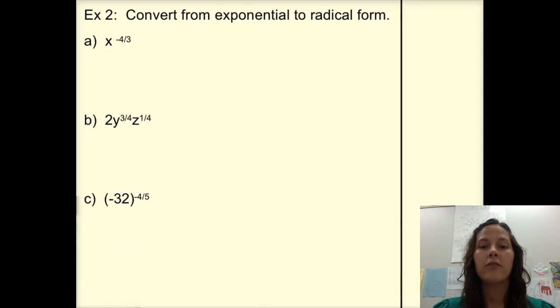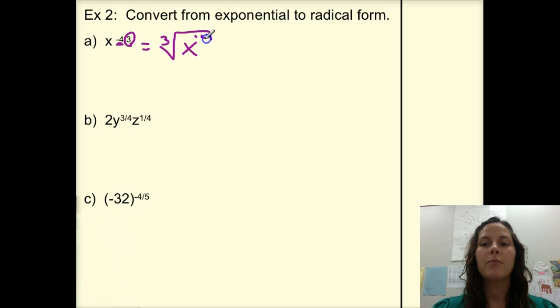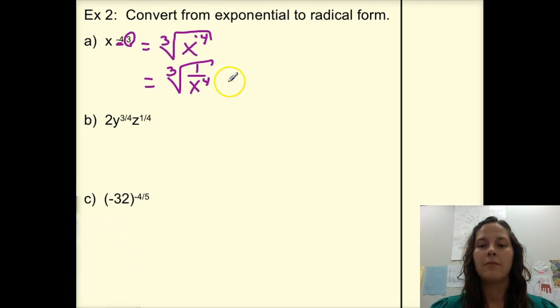Next we're going to go the other way, converting from exponential form to radical form. So this one, remember, the denominator of the exponent becomes the root, and the numerator of the exponent is the power. And of course, when we simplify, we can't have negative exponents. So that negative exponent means I'm going to flip it to the denominator. Since there's nothing left, there will be a 1 in the numerator, and that power becomes positive.